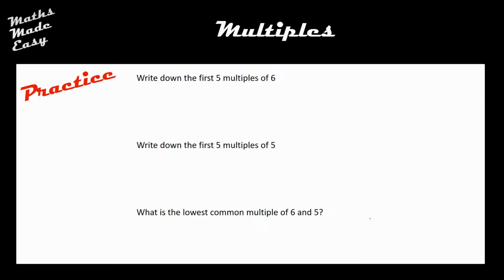Here's one of those for you guys to have a go at yourselves. Pause the video here, hit play when you're ready to see what the answer looks like. Okay, so the first 5 multiples of 6 are 6, 12, 18, 24, and 30. The first 5 multiples of 5 are 5, 10, 15, 20, and 25.